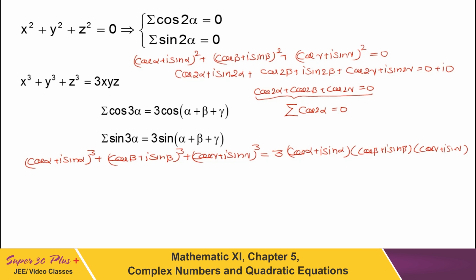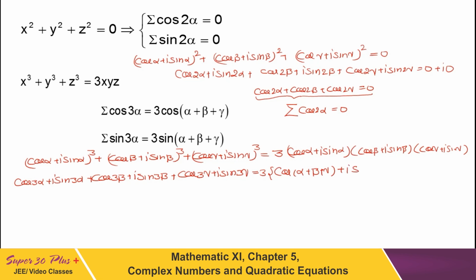Using De Moivre's theorem, we can find that it is equal to cos 3 alpha plus iota sin 3 alpha plus cos 3 beta plus iota sin 3 beta plus cos 3 gamma plus iota sin 3 gamma, and it is equal to 3. Now using De Moivre's theorem, we can find it is equal to cos of alpha plus beta plus gamma plus iota sin alpha plus beta plus gamma.